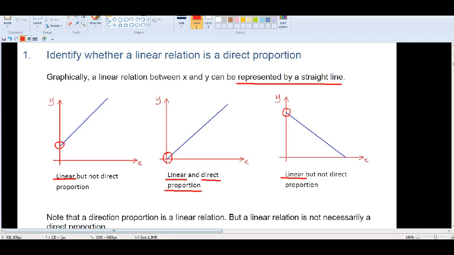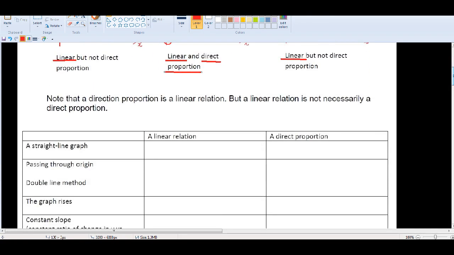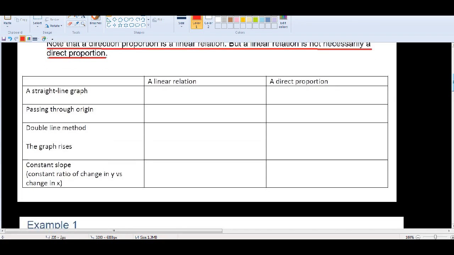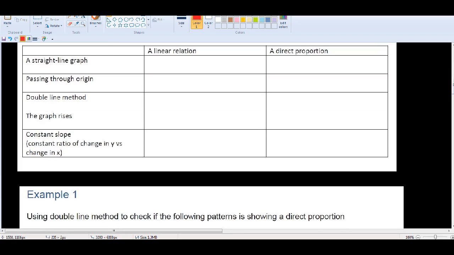That means a linear relation does not necessarily mean a direct proportion, but a direct proportion must be a linear relation. So that's the summary. Note that a direct proportion is a linear relation, but a linear relation is not necessarily a direct proportion. Keep that in mind. So we're going to the next part.